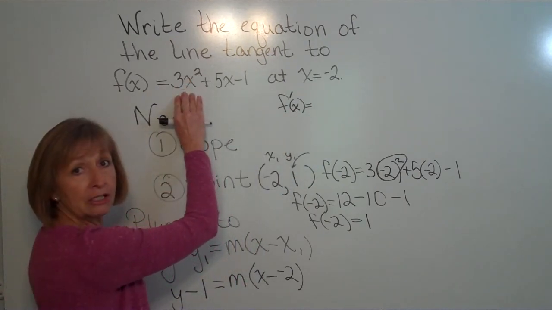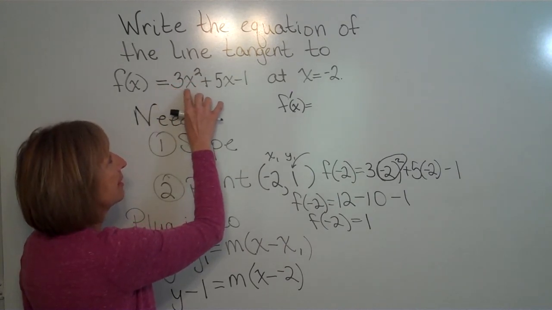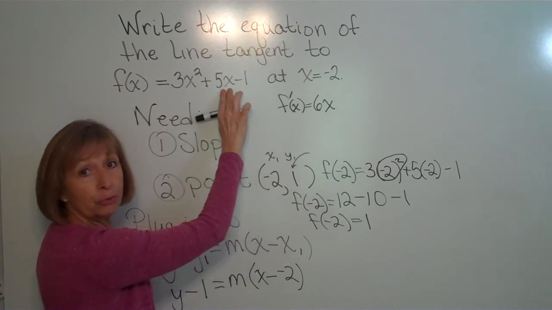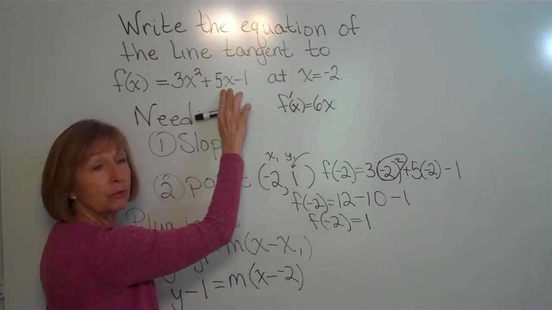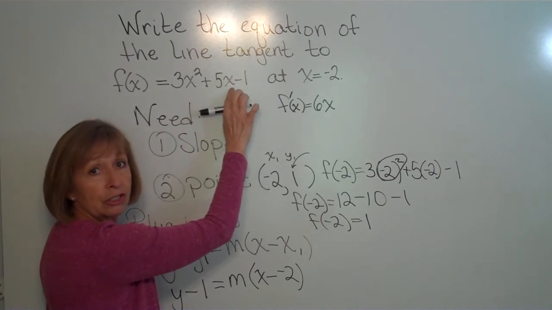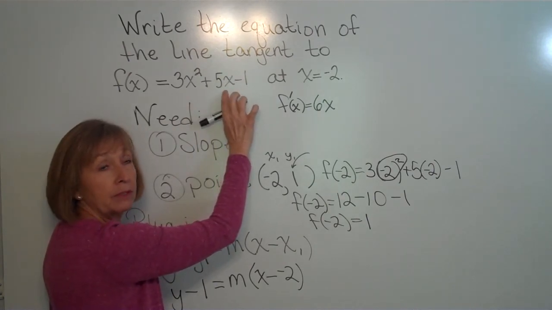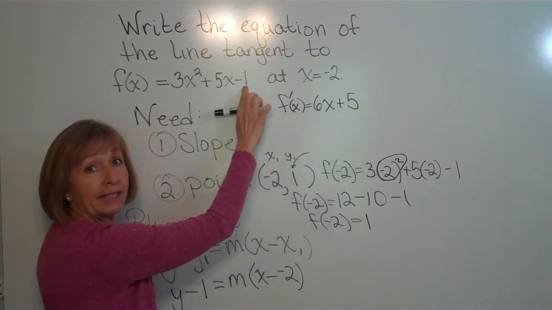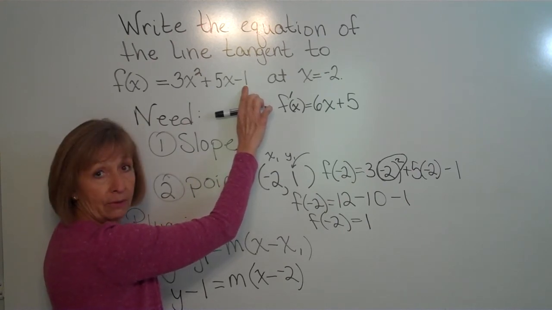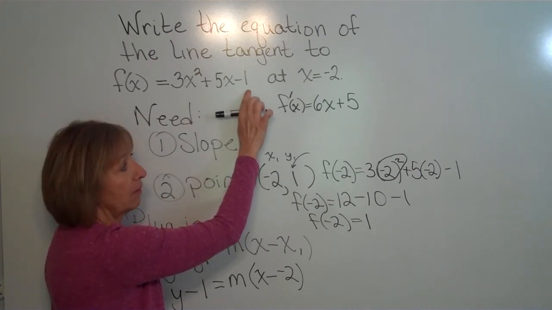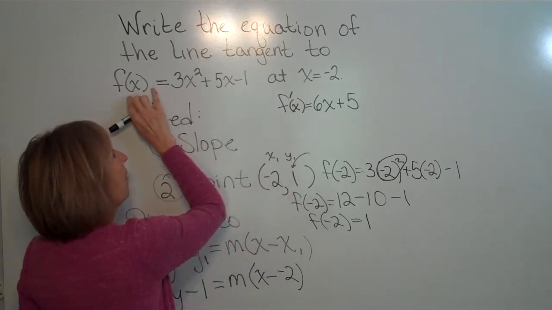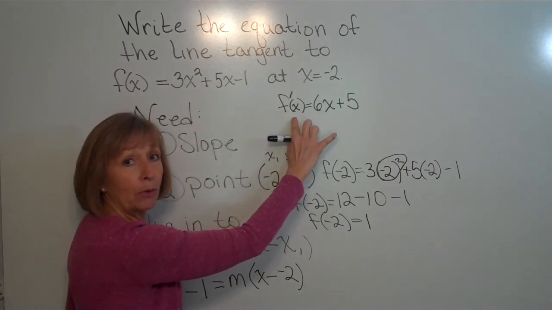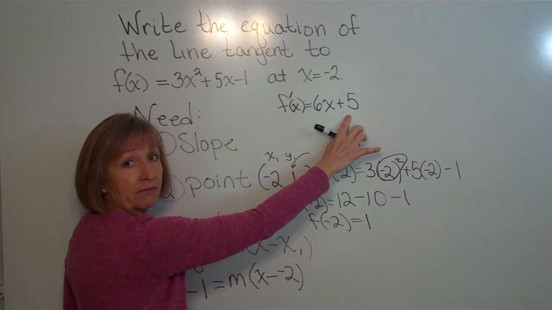So the derivative of 3x squared is going to be 6x to the first power. And then the derivative of 5x, well, the derivative of x to the first is just 1. And so 5 times 1 would give me a derivative of 5, so that's plus 5. And then the derivative of a constant term is 0. So the derivative of this term, negative 1, is just 0. So my derivative of f of x equals 3x squared plus 5x minus 1 is f prime of x equal to 6x plus 5.